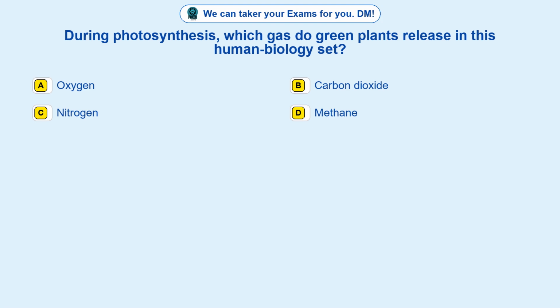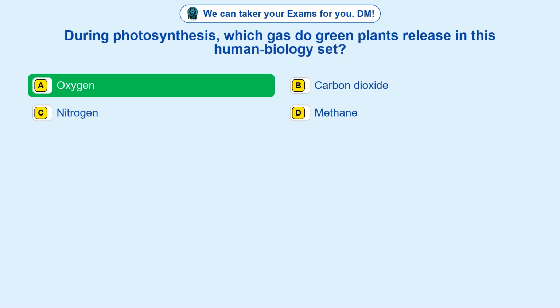Question 1. During photosynthesis, which gas do green plants release in this human biology set? Option A, oxygen. Option B, carbon dioxide. Option C, nitrogen. Option D, methane. The correct answer is option A, oxygen.